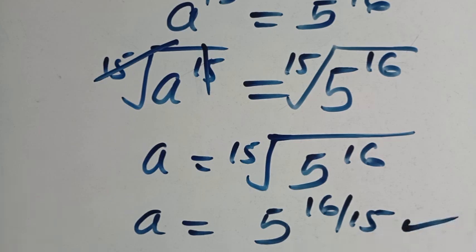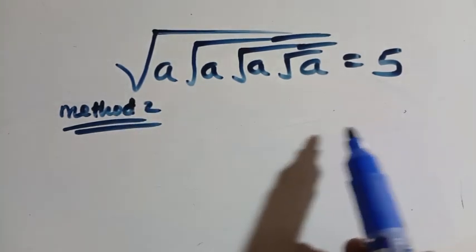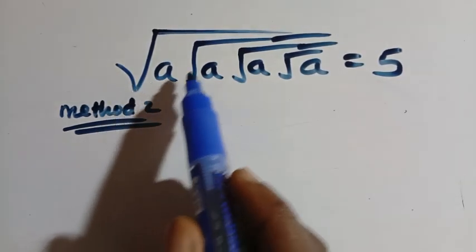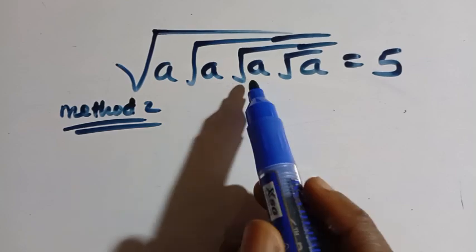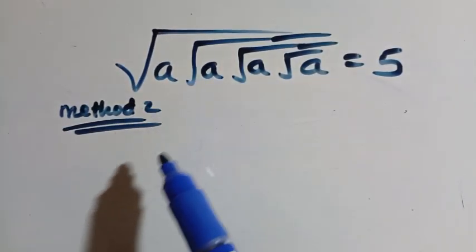And let's see the second method I said we are going to apply to this. So let's see the second method to solve this. From the given question, we have the square root of a inside the square root of a inside the square root of a inside the square root of a equals 5. So this is just like a nested root.